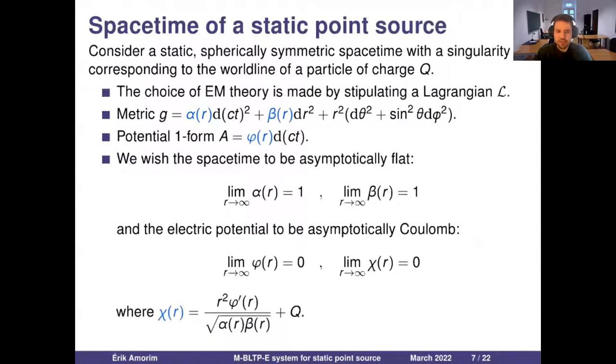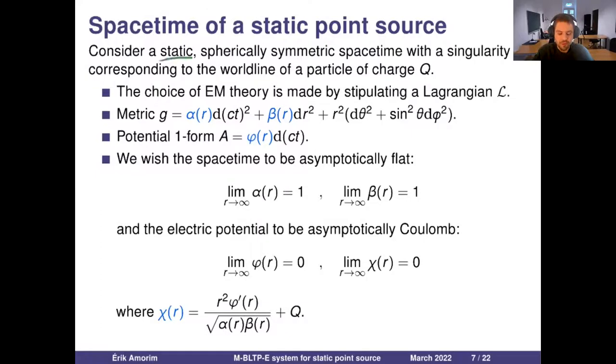Okay, and now let's imagine we want to talk about the space-time of a static point source. Not specifying the electromagnetism theory yet. Let's say we have a theory given by a Lagrangian. So how does that work? How do you get equations for the space-time of it?